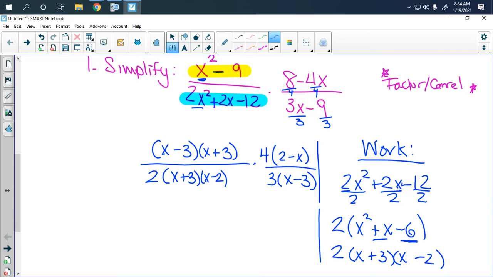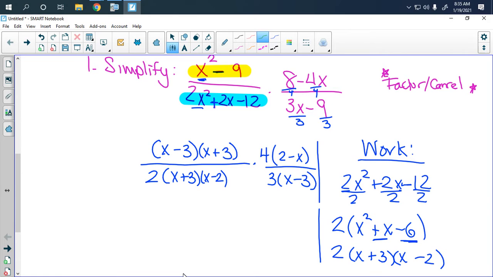Now that I have every numerator and every denominator factored, here comes the fun part of canceling. So you can only cancel if something's the same, exactly the same from the top to the bottom. If it's addition, it doesn't matter what order it's in because addition is commutative. And if it's subtraction and they're the wrong order, that's when you want to take out a negative 1.